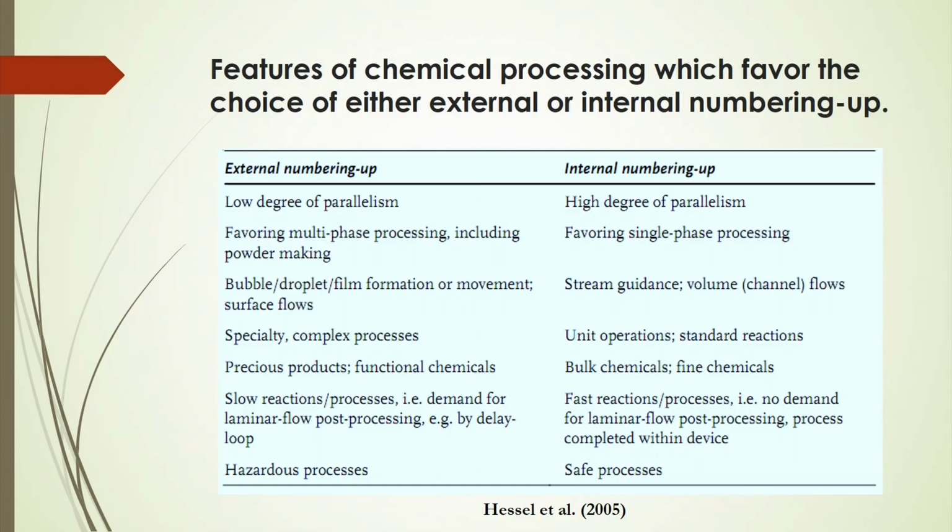Also, internal numbering up has advantages over external numbering up, because here it favors single phase processing, whereas it may give unit operations of standard reactions, and also it may be fast reactions. There is no demand for laminar flow post processing, it is even completed within the devices, you can say, and it is also a safe process, since you are using one single device conjugated with several parallel channels.